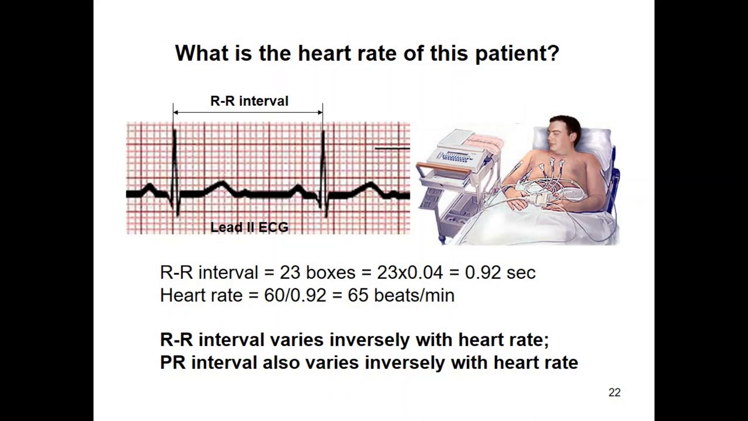As you know, the RR interval varies inversely with the heart rate. That means when the heart rate is more, the duration of each cycle will be less. The normal duration is 0.8 seconds with a heart rate of about 75 beats per minute. If the heart rate increases, for example from 75 to 100, the duration of each cycle reduces. If the heart rate is less, say 60 or 50, the duration of each cycle is more. So this is the meaning of the RR interval or cardiac cycle duration varying inversely with the heart rate.